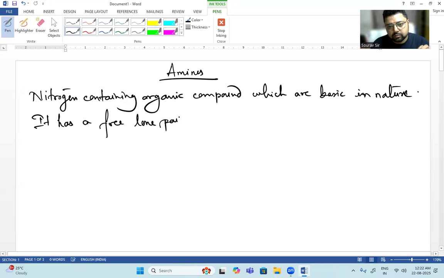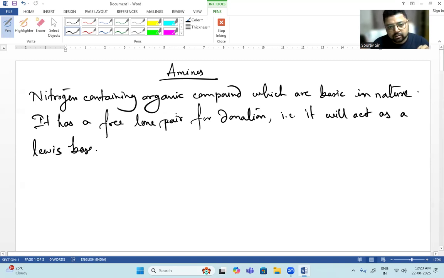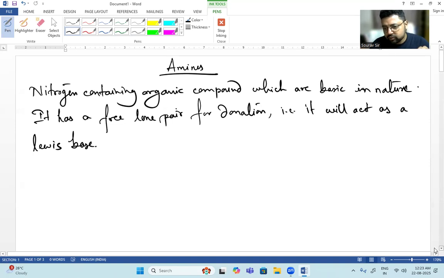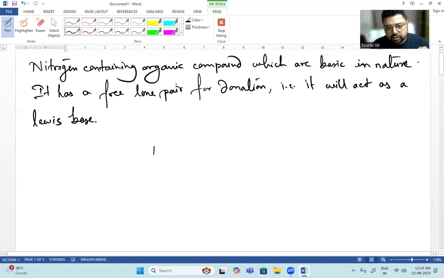Lone pair for donation. That is, it will act as a Lewis base. So the general structure of amines is a nitrogen with 3 groups and a lone pair.